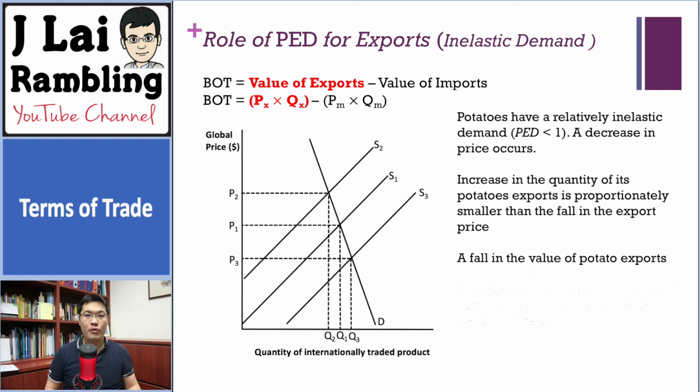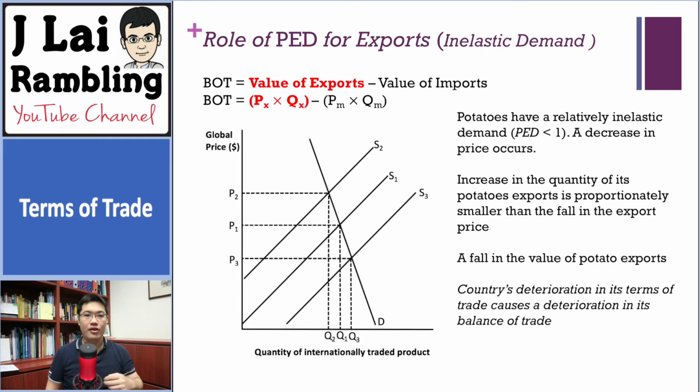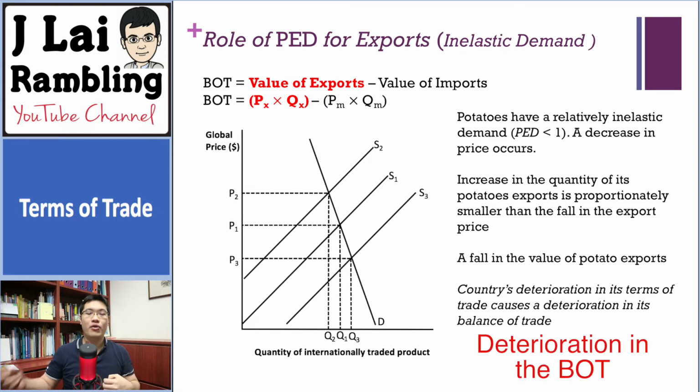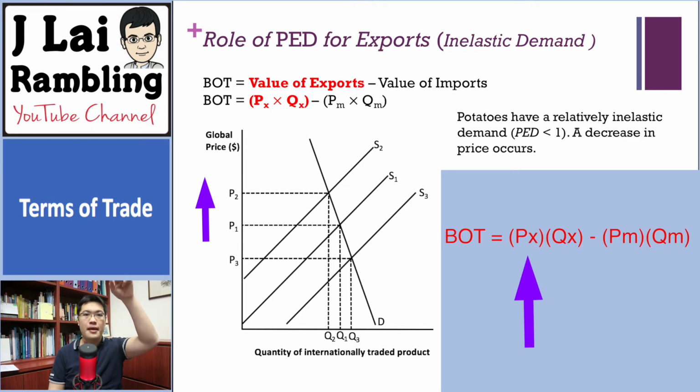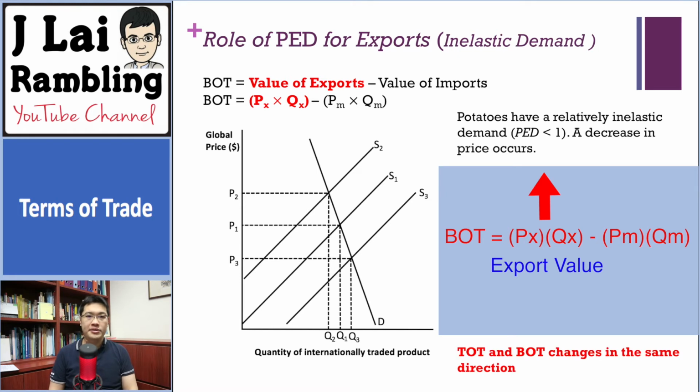And so in this case, when we have a deterioration in the terms of trade, a fall from P1 to P3, it will also cause a deterioration in the balance of trade. Similarly, the reverse is also true. When you have a huge price increase, let's say from P1 to P2, according to the law of demand, less will be demanded, but only a little bit less, from Q1 to Q2. Therefore, big price increase, small quantity decrease, the export value will increase. The terms of trade and the balance of trade change in the same direction.